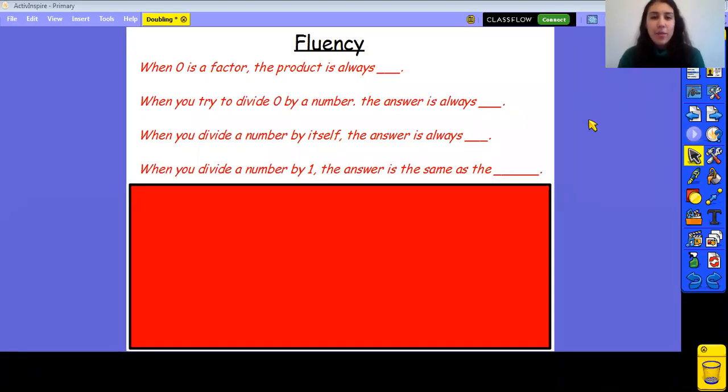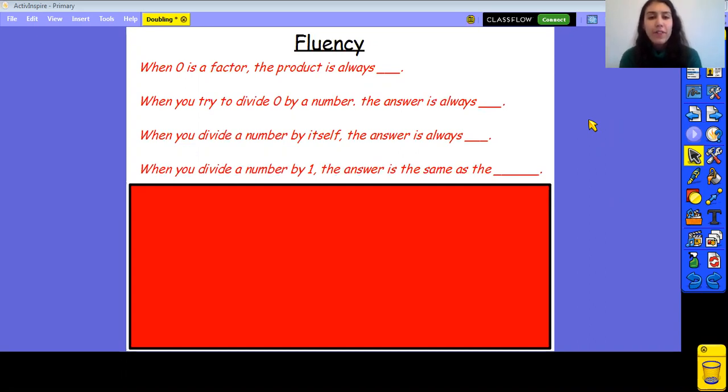So we're going to start with some fluency, and what we're going to do is try to bring together all that learning about multiplication and division that we've done in fluency over the last week. So I've got some stem sentences for us here, and we're going to finish those stem sentences.